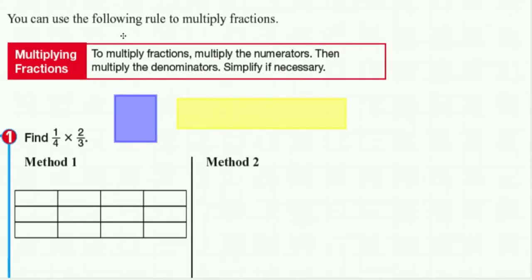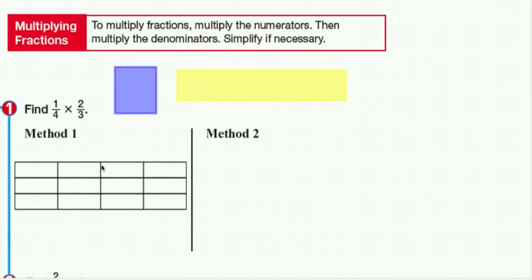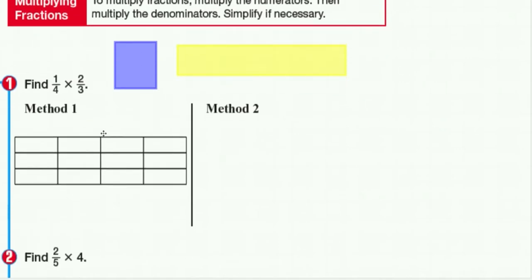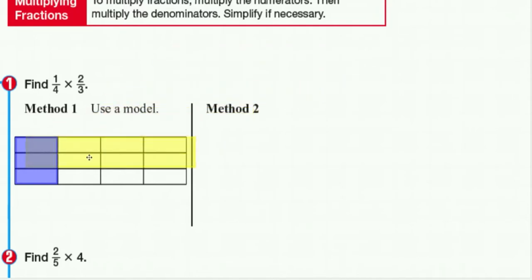And this is the rule that we are going to follow. You can use the following rule to multiply fractions. To multiply fractions, simply multiply the numerators, then multiply the denominators. Simplify if necessary. Let's take a look at example number 1: 1/2 times 2/3. Method 1, we will use the model method. We first shade the 1/2 of the model right there, and then we shade 2/3 of the model.